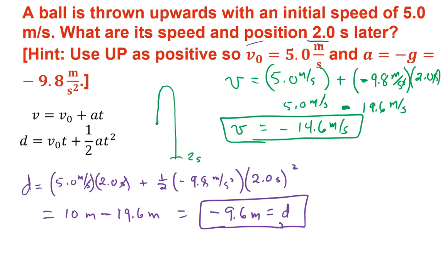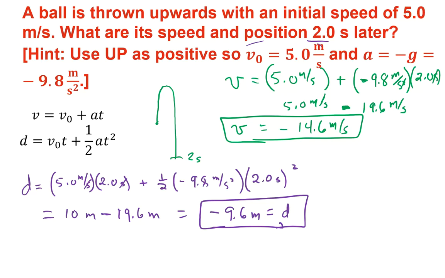The basic process was we have to identify what our variables are. That's why I had this hint here to help us get our variables set up. Using up as the positive direction, things that are downward, the acceleration was downward, so we use a minus number for that. Then we just put the numbers into the equation. We had to identify the correct equation, the correct numbers, and we put them in.